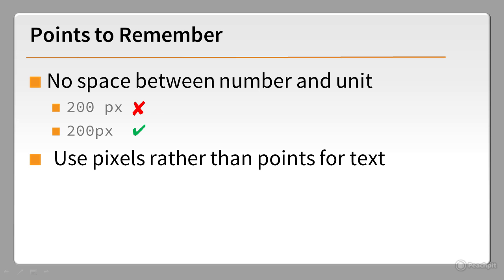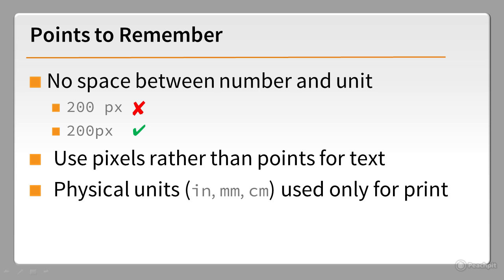Use pixels rather than points for text. The browser has to convert points to pixels anyway. Use points only when defining styles for printers. CSS supports other physical measurements such as inches, millimeters and centimeters, but they should only be used for print styles. Dreamweaver's CSS Designer has options for other units of measurement, but I suggest you focus on pixels, percentages and possibly ems, as they're the most widely used and they're supported by all browsers.